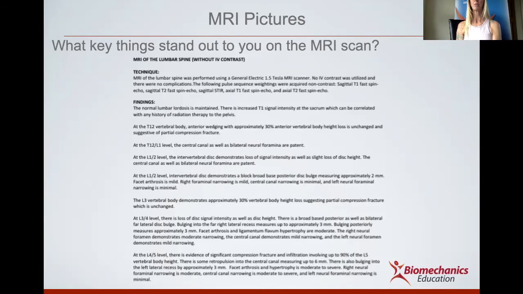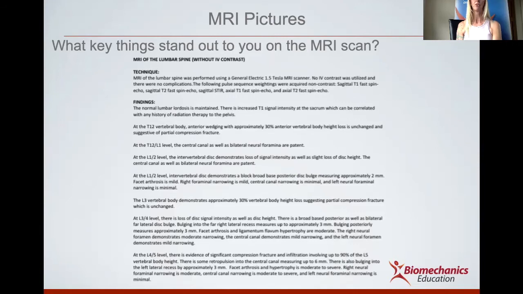At the T12 vertebral body, so we're now talking about the T-spine, there is anterior wedging and approximately 30% anterior vertebral body height loss. It says it's unchanged and suggestive of a partial compression fracture. Let's take that apart for a moment. Anterior wedging means the front of the vertebral body is reduced, so there's a wedge shape to it, reduced by about 30% in vertebral body height loss. However, it's stating that it's unchanged since possibly a previous scan, but it is suggestive of a partial compression fracture. When that loss of height occurs, you can get compression fractures where the vertebral body has been squashed or deformed, and so there's the appearance of fractures or fissures through that area.